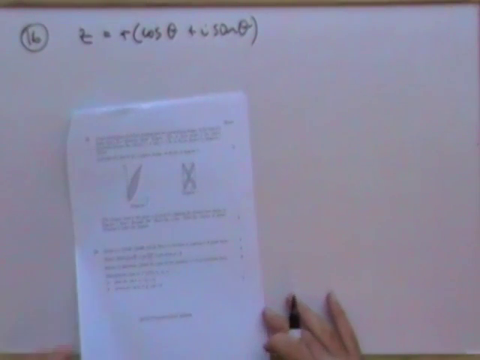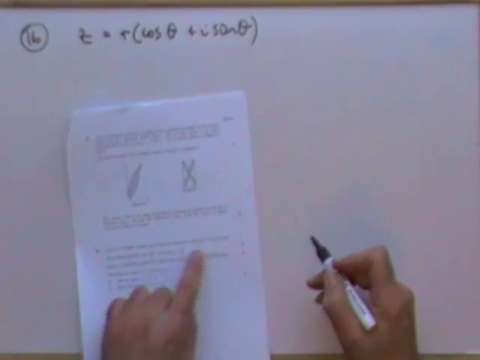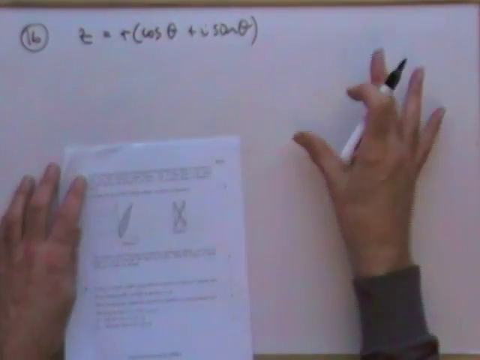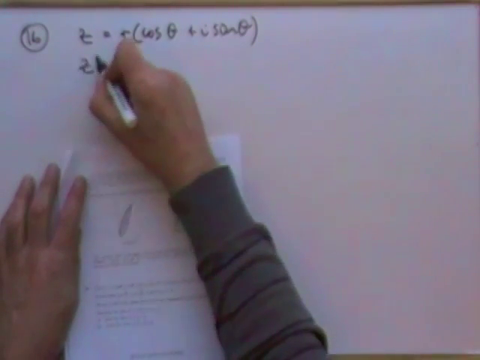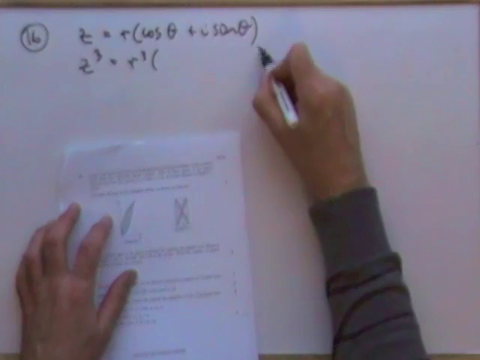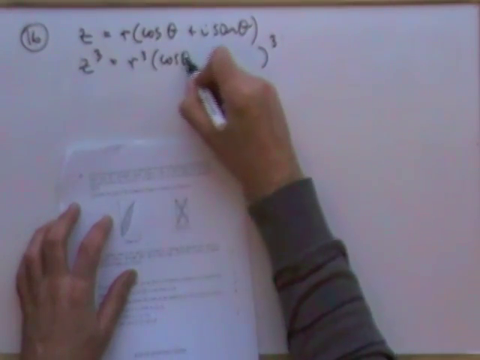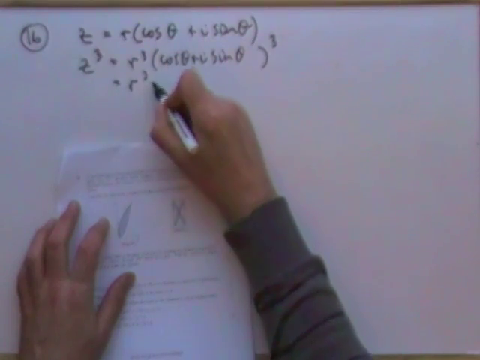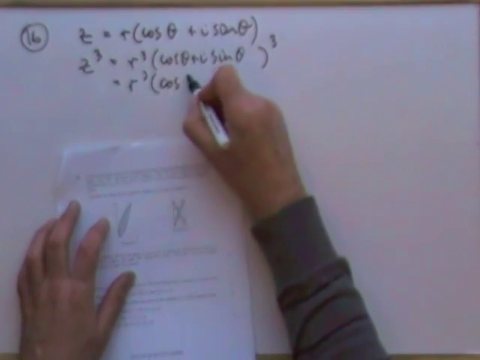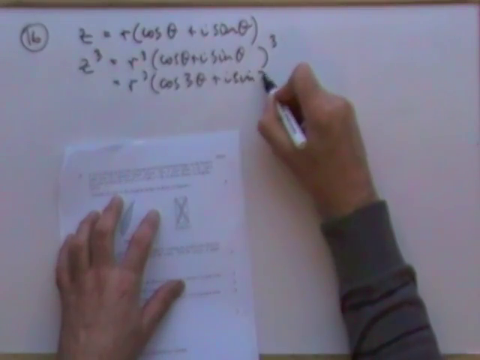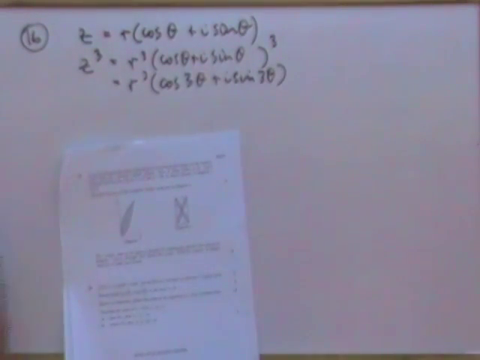So, question 16, what does it say? Use de Moivre's to express z cubed. Well, here it is, expressed in polar form to begin with anyway, to express z cubed in polar form. That means cube that side, cube the r, and cube the bracket. So that'll be r cubed, and then de Moivre's would just be, so you multiply the angle by 3. So that's the first part.